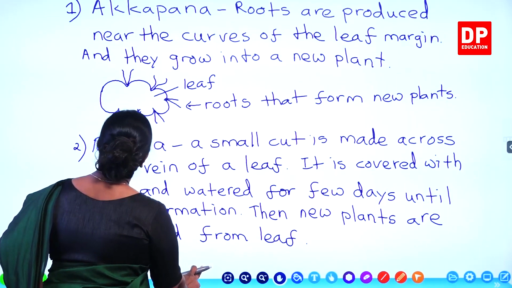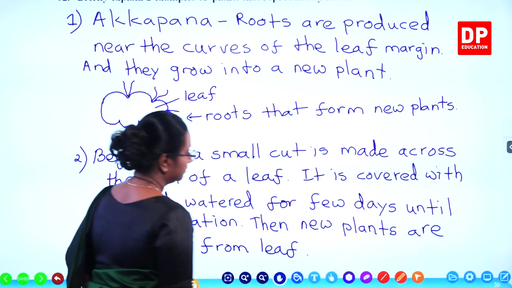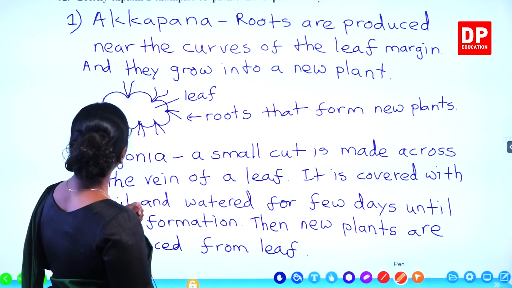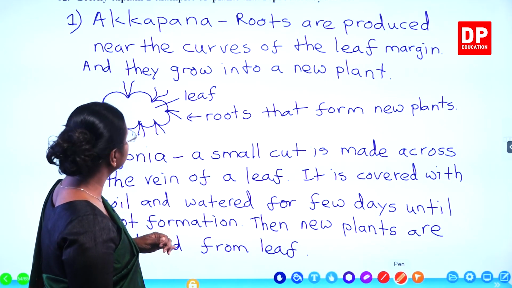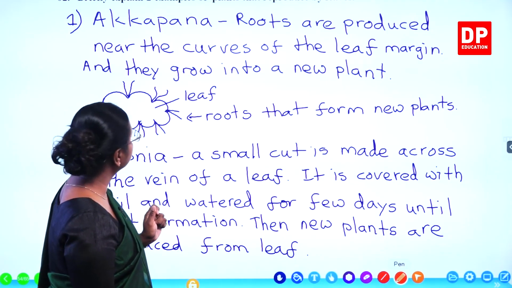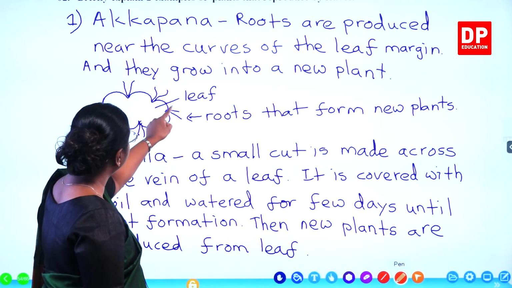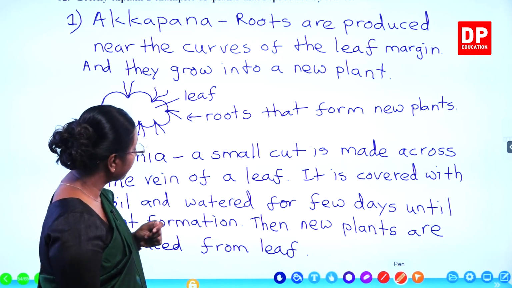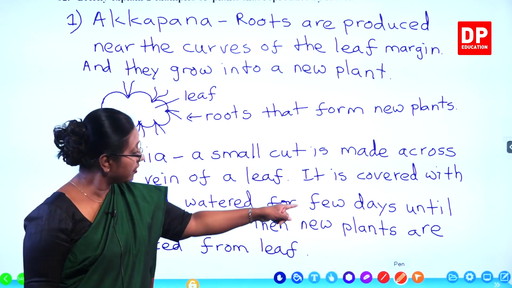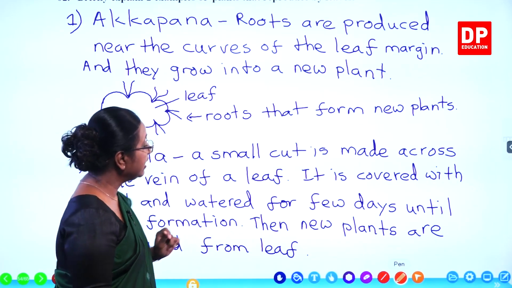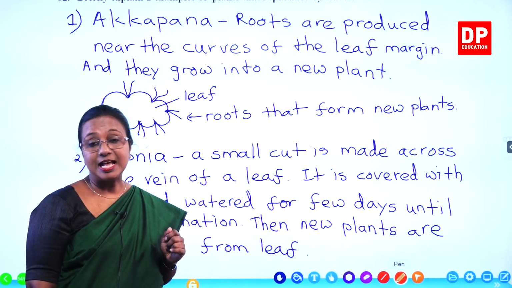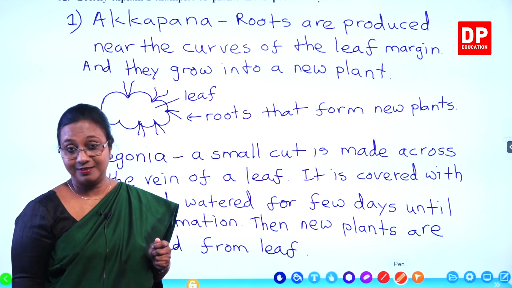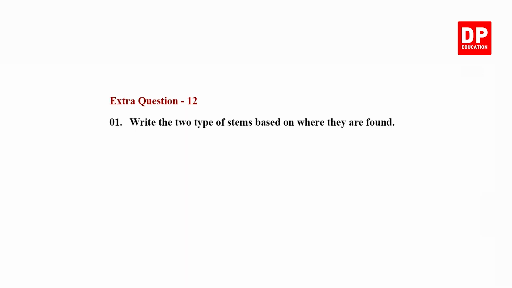So I will go through both the answers again. Briefly explain two examples of plants that reproduce by leaves. Akapana, roots are produced near the curves of the leaf margin, that is here, and they grow into a new plant. So from these points, once the root forms, there is a new plant growing. Then begonia, a small cut is made across the vein of a leaf. It is covered with soil and watered for a few days until root formation. Then new plants are produced from leaf. So is that clear? Because we were supposed to briefly explain two examples of plants that reproduce by leaves. So with that, I will move on to the next question.